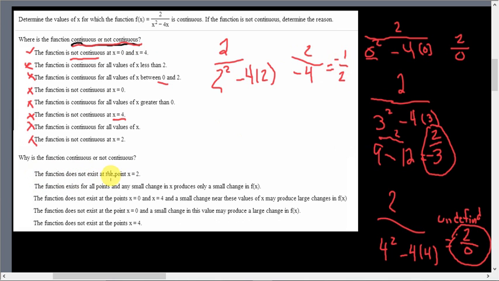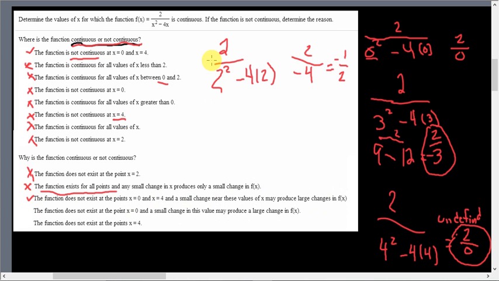The function does not exist at the point x equals 2. Well, it does exist. We just did that. So that's not true. The function exists for all points, and any small changes in x produce only a small change in f of x. Well, it doesn't exist for all points, so we know that's not true. The function does not exist at the points x equals 0 and x equals 4, and a small change near these values of x may produce large changes in f of x. I think that's getting more to the point, so I'm going to go ahead and check that one.